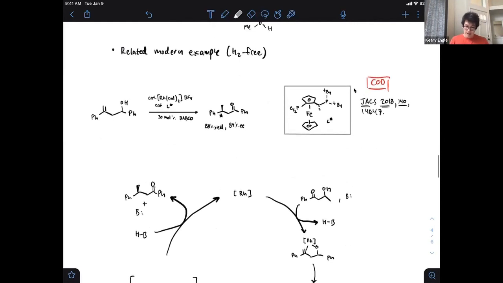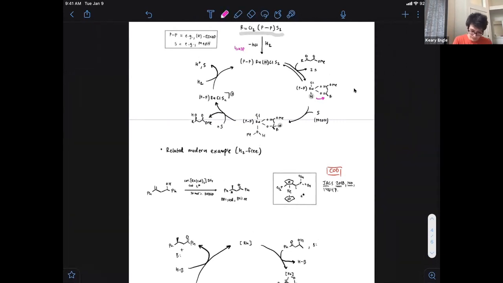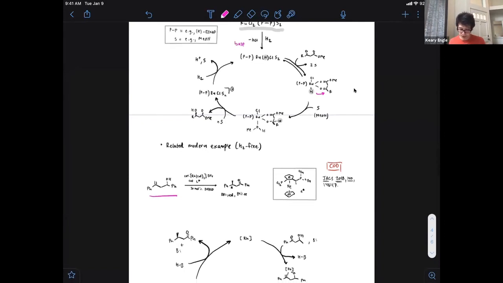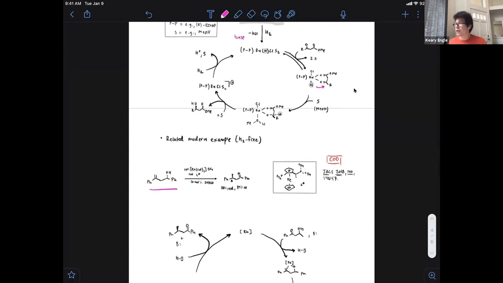Again, let me zoom out. Where the substrate is this homoallylic alcohol shown. We have a chiral rhodium catalyst generated in situ from ligation of the ligand shown, L star, and this rhodium precursor. And we've got a series of steps that needs to take place where essentially the H2 equivalent from the secondary alcohol is transferred to the alkene.